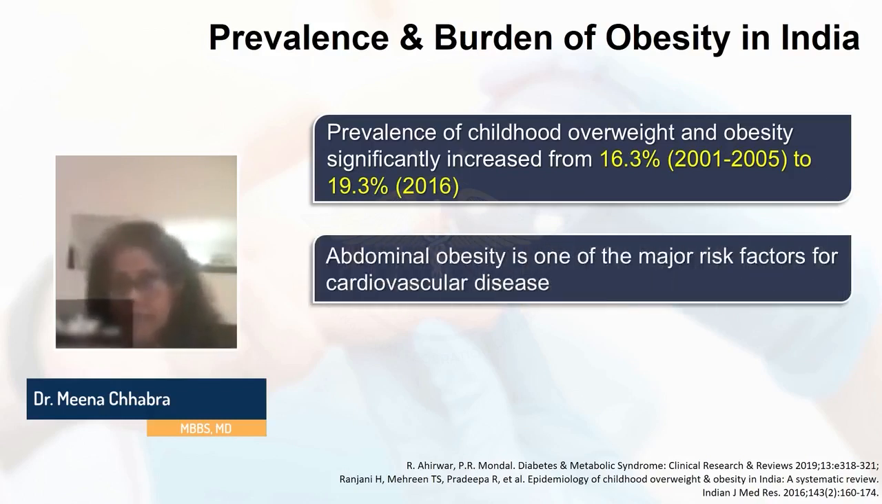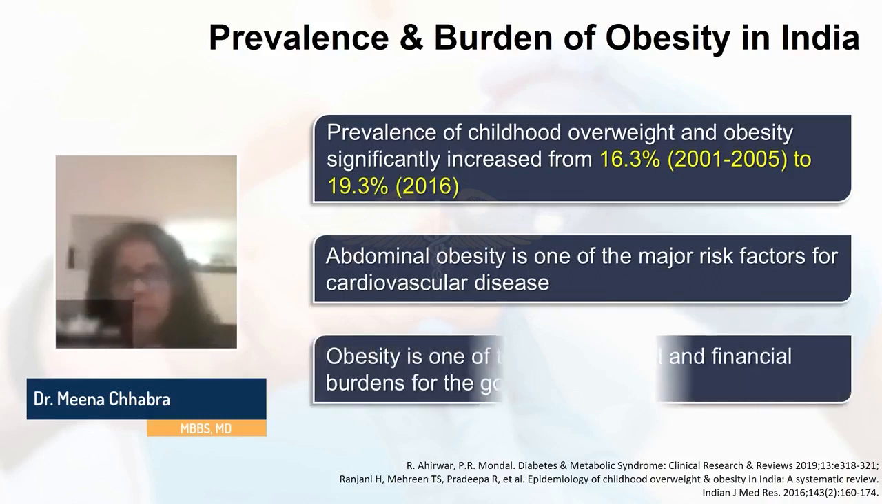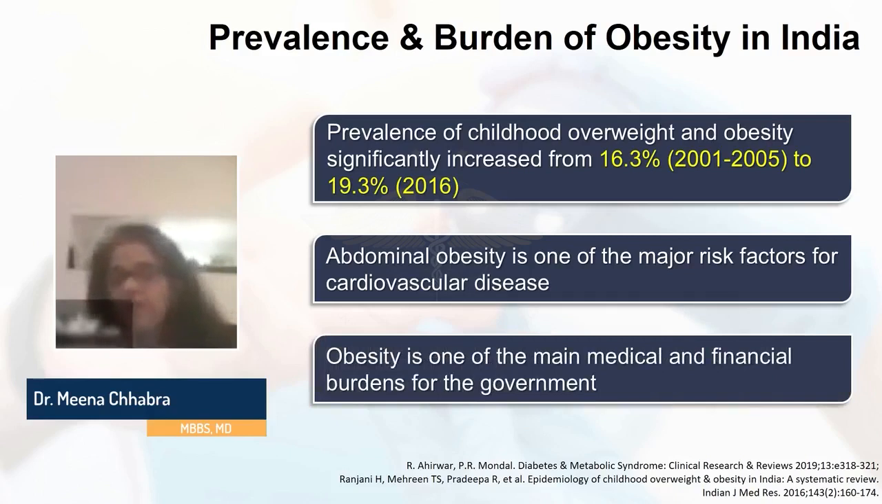Now, abdominal obesity is one of the major risk factors not just for cardiovascular disease, but for type 2 diabetes. And obesity is one of the main medical and financial burdens for governments. But what the government is doing is very inadequate. We'll be discussing this in the subsequent slides.